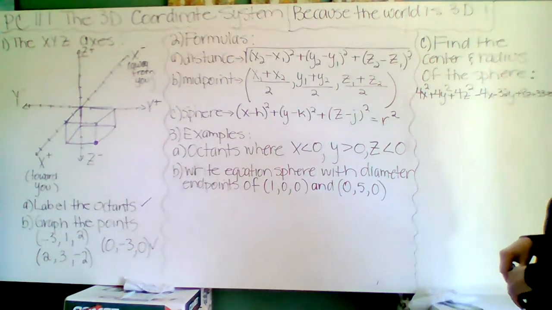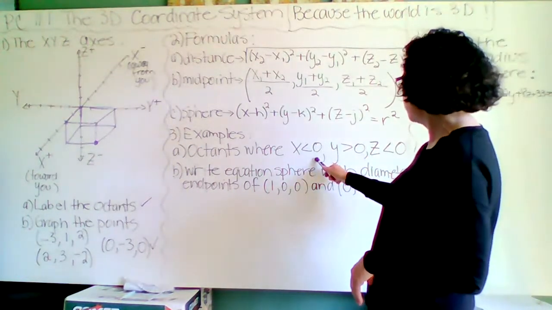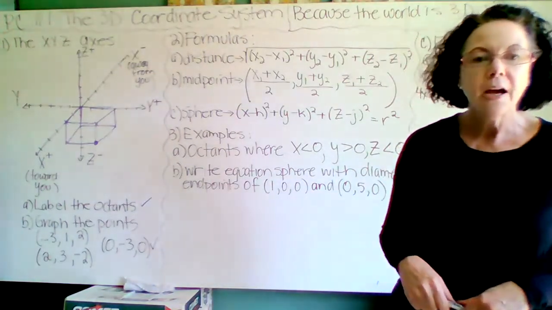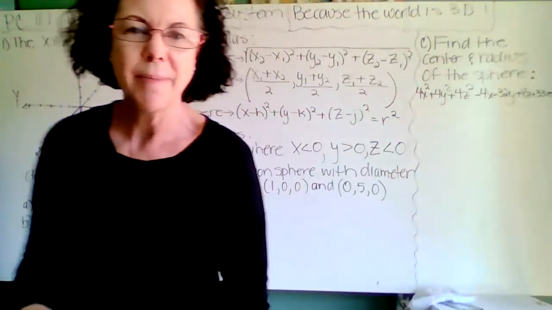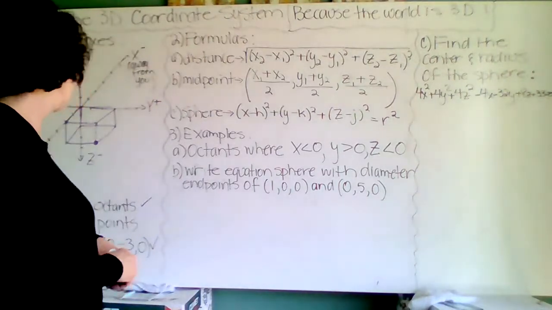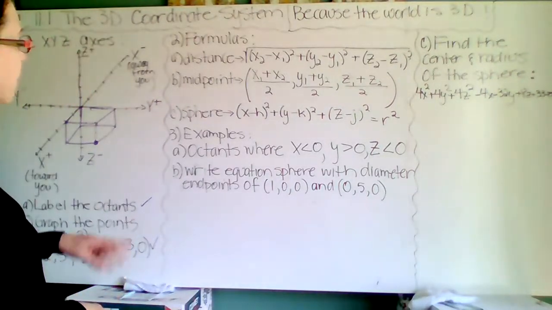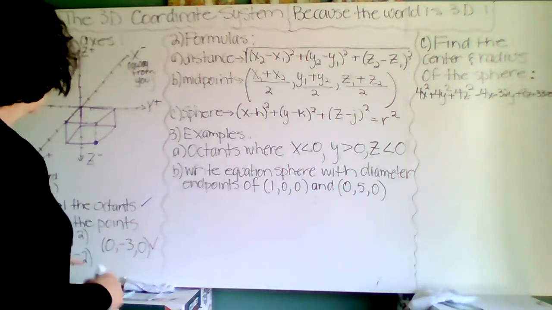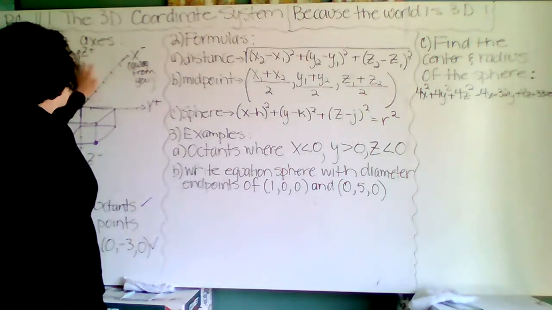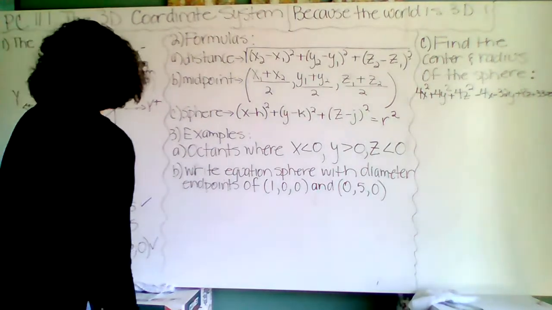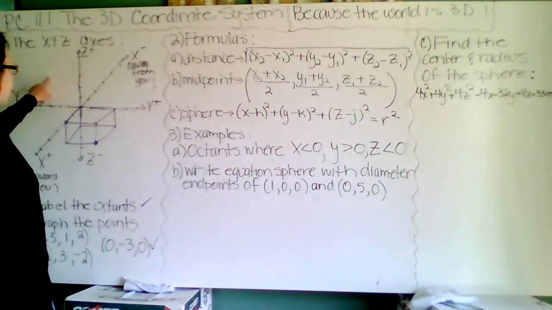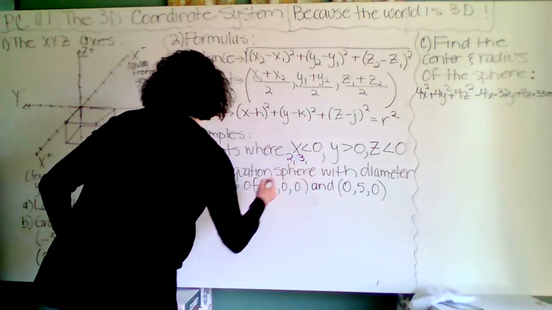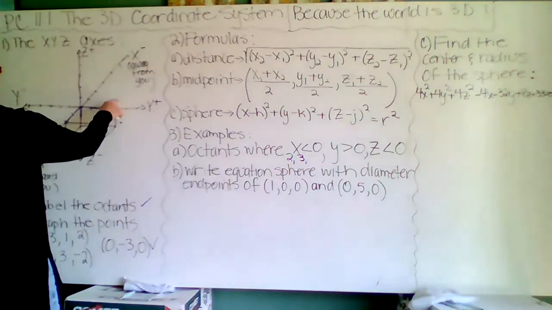Let's find the octants where x is less than 0, y is greater than 0, and z is less than 0. There is one octant where that happens. Again, so let's see if we can picture that. First of all, where our x's are less than 0, those are the octants behind, right? So that would be octants 2 and 3, right? So let's get a little list. That would be octants 2 and 3, and below would be 6 and 7.